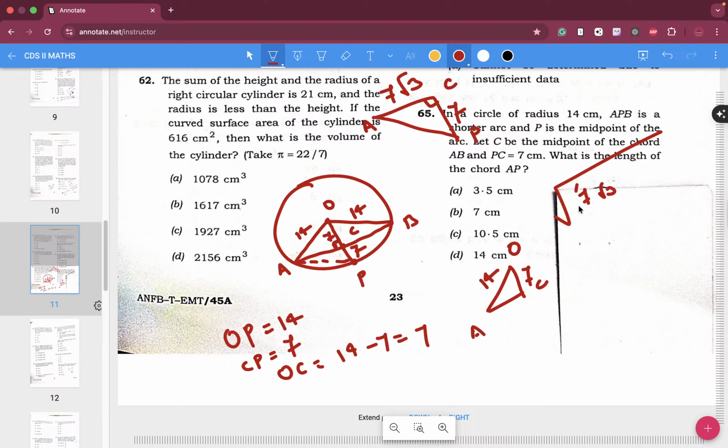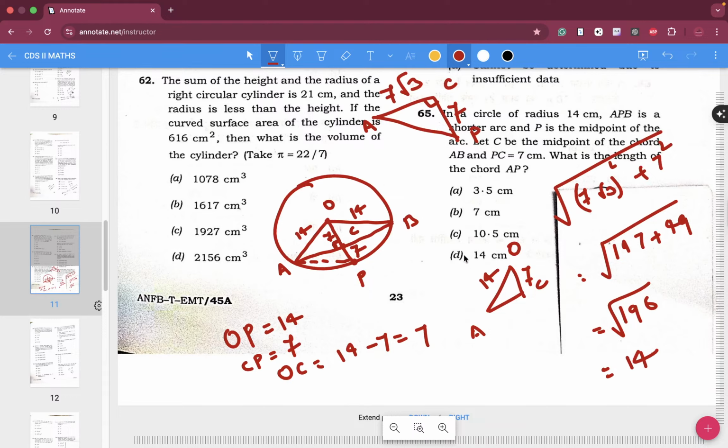7 root 3 whole square plus 7 square, which means 49 into 3. 49 into 3 is 50 into 3, 150 minus 3 is 147, plus 49. 147 plus 49 is 200 minus 4 is 196, right? So root under 196 is how much? 14. That is one way of solving.